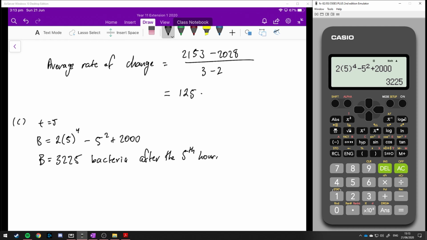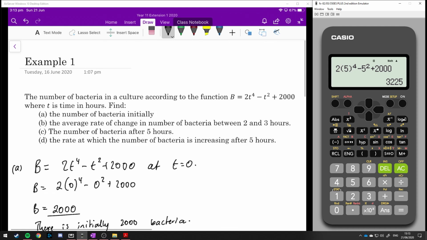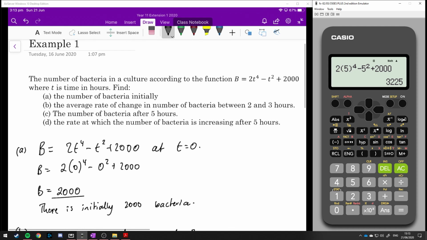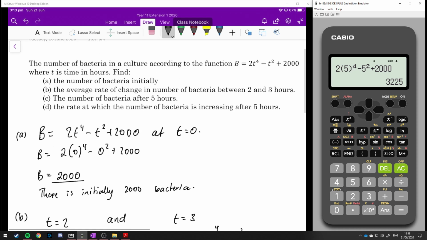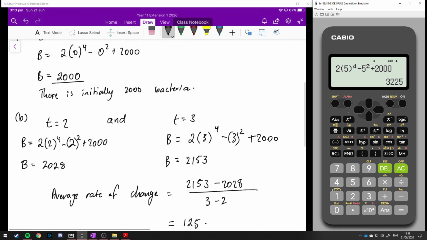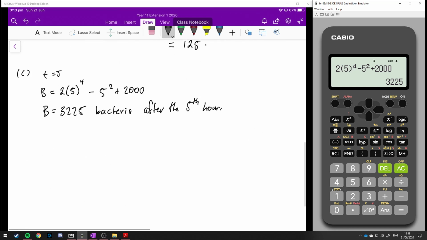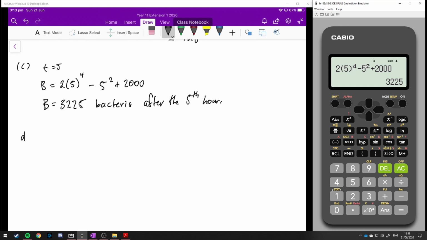Okay, now our last question is then to find the rate at which the number of bacteria is increasing after 5 hours. So we're looking for the instantaneous rate at 5 hours in this case. So we're going to start off by finding the derivative. If we start off with our B value, I'll put in our initial function, just so we know what we're working with. We've got 2t to the power of 4 minus t squared plus 2,000.